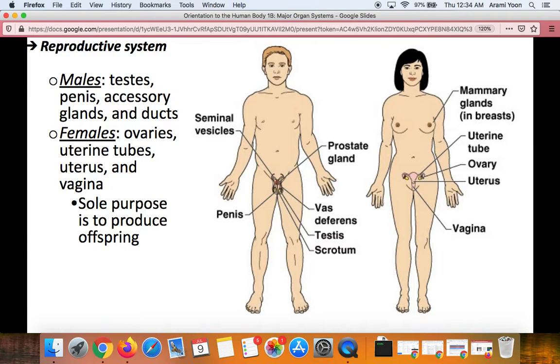Next, you have the reproductive system, which in males is primarily the testes, the penis, and then the accessory glands that allow for semen to be produced and for sperm to mature within that. For females, it's the ovaries and the uterus and the vagina and the fallopian tubes and stuff like that. And its purpose is to produce and protect offspring.